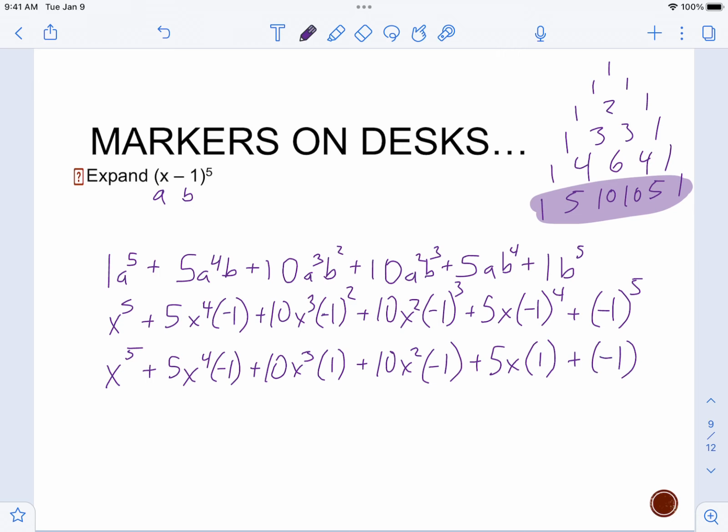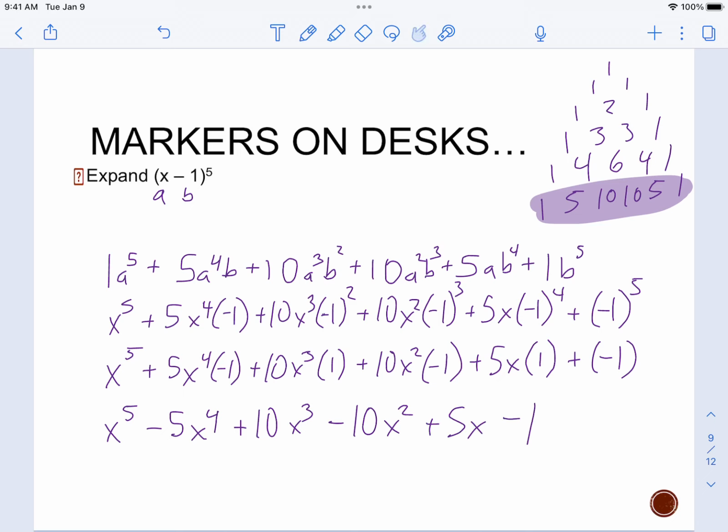All right, and now I can just simplify. Those exponents are gone. I can just simplify each term individually. X to the fifth, already simplified. This one, 5x to the fourth and -1 makes it a -5x to the fourth. Then 10x cubed times 1 is just 10x cubed. Then the next one becomes a -10x squared. The next one is just 5x and then a -1.